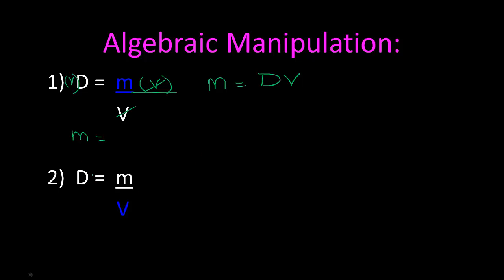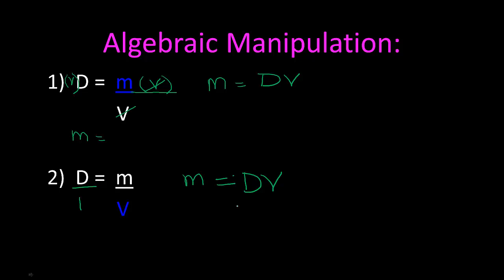All right, now let's do number 2. We're solving for volume now. We need to get volume up on top. So the first thing we're going to do is divide that by 1, because density divided by 1 is the same thing as density. Now we're going to cross multiply. m times 1 is m. d times v is dv.